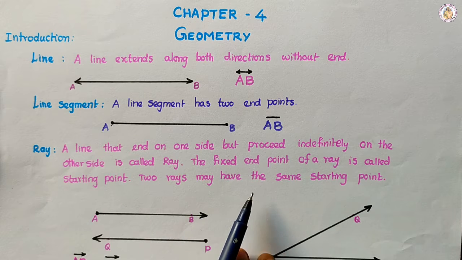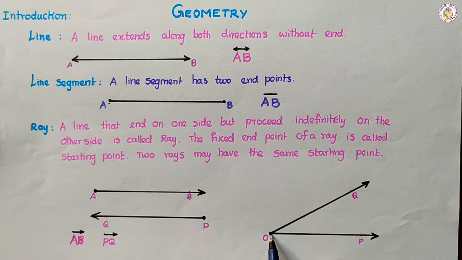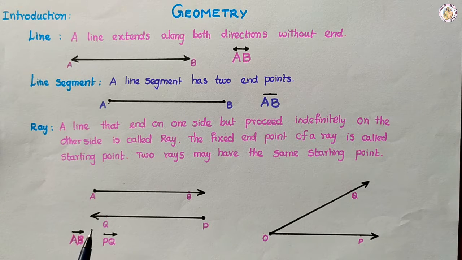Two rays may have the same starting point. Listen here. This is the starting point, with two rays along with it. So AB, ray AB. A ray is denoted with an arrow mark on one side. So ray AB, here ray PQ.